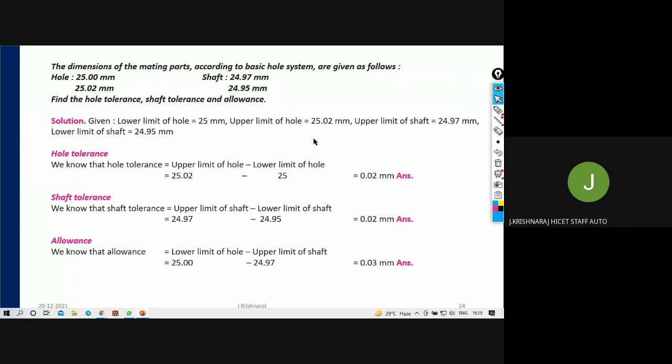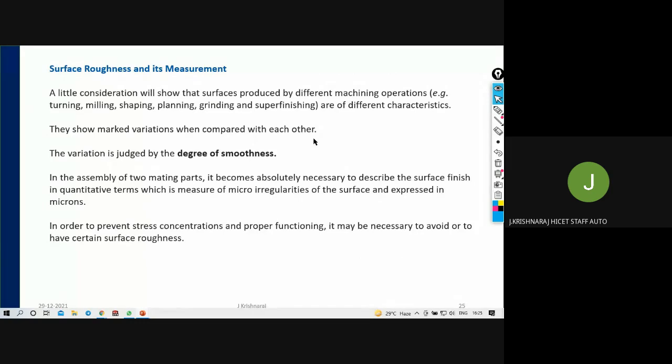The next one. I'm just preparing some problems for you guys, but we have unlimited time, so I'm just moving to the next. Okay, surface roughness. We'll conclude with this, guys. Surface roughness and its measurements.